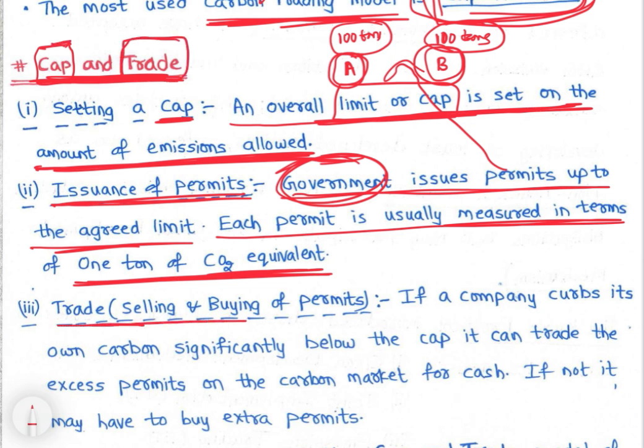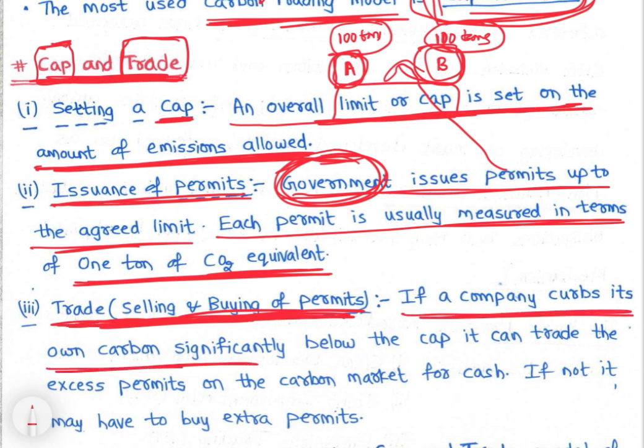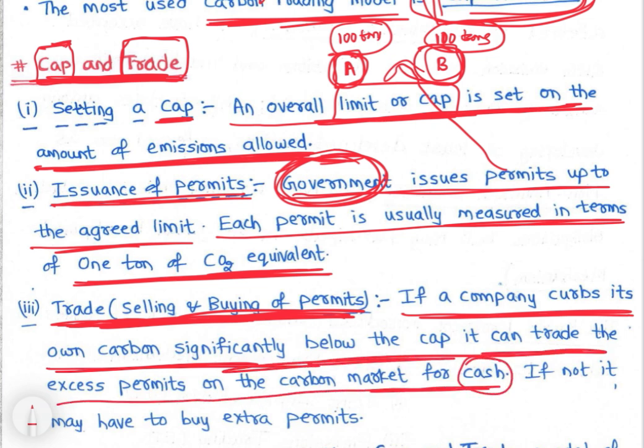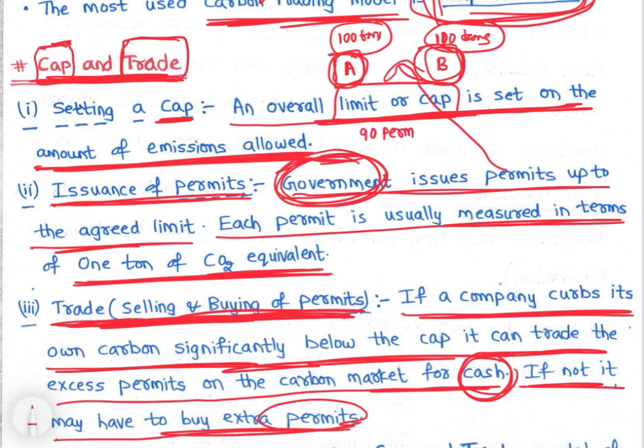Here trade is selling and buying of permits. Now company A has 100 permits, company B has 100 permits. Selling and trading: if the company curbs its own carbon significantly below the cap, it can trade the excess permit on the carbon market for cash. If not, it may have to buy extra permits. Now suppose company A, out of 100 permits, only used 90 permits. That means it only emitted 90 tons of CO2. So now it is left with 10 tons of CO2.